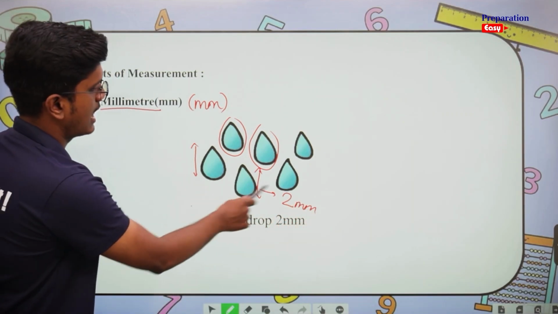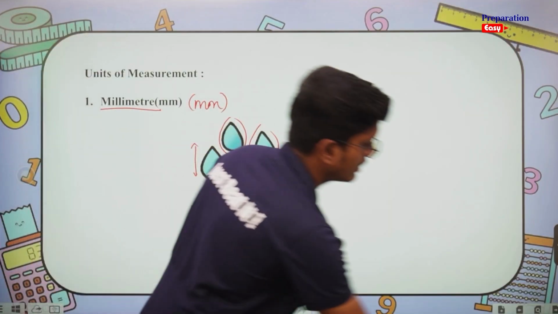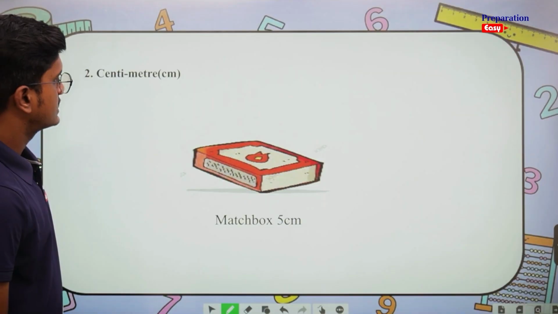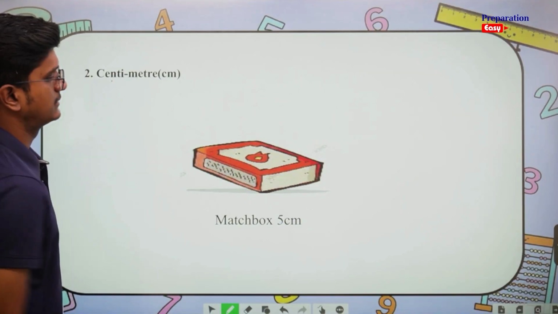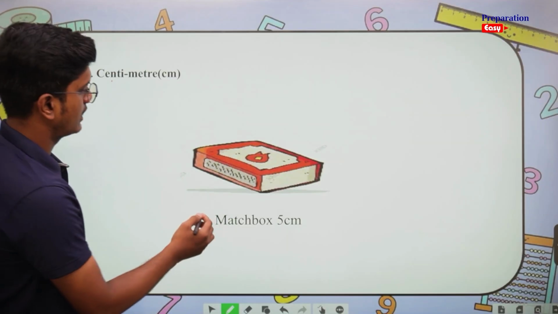Each raindrop has a length of 2 millimeter. So this is the first unit we are learning, millimeter. Then the second unit of measurement is centimeter, which we have previously seen on the ruler scale, right?